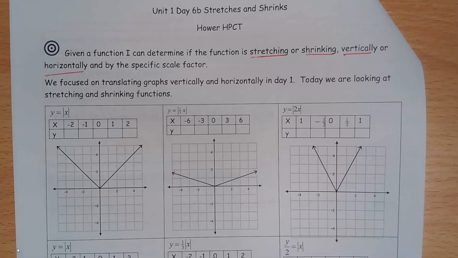But to start out with, we're going to just look at, and again, use absolute value because it's easy to see. Absolute value is a really easy graph to see stretching and shrinking with. Some of the other ones are not so easy. So I'm going to start with that. And on the first one, I got it for you here.